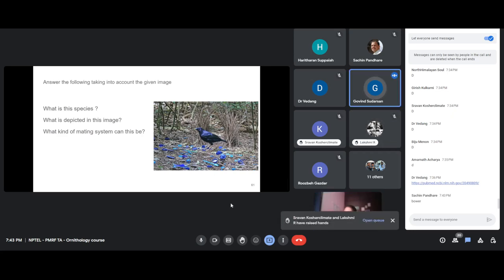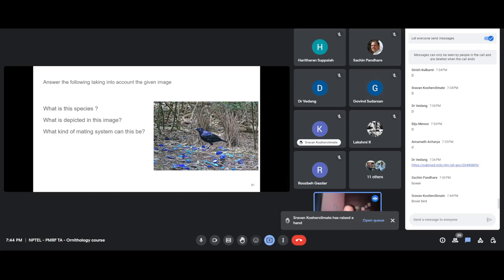It's a bower bird, ma'am. Yeah, okay, I got that. What bower bird is this? Bluish bower bird. I just forgot the name. Okay, it's a satin bowerbird. So that's what it is called. Okay, so what's happening out here?